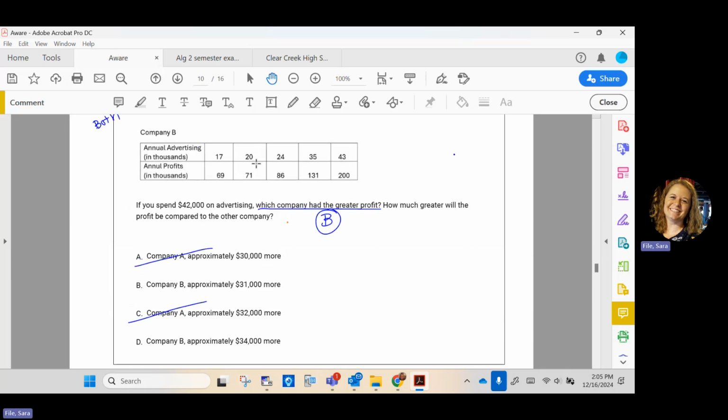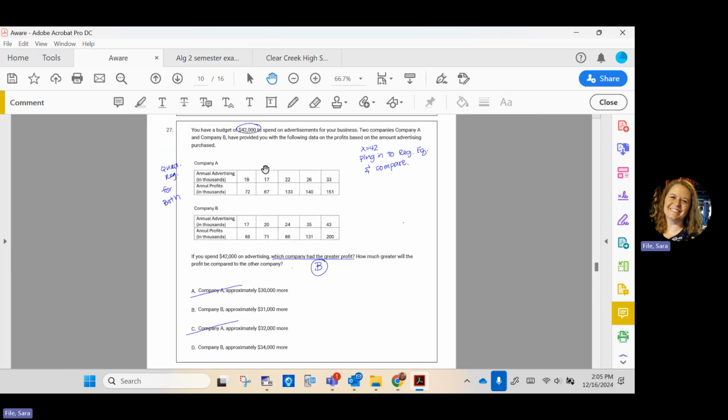So 26, 27, and 28 are all regression questions. But in 27, it's saying you have a budget of 40. This is actually very similar because it's an advertising one, but it's comparing two companies to see which company you should go with if your budget is 42,000.